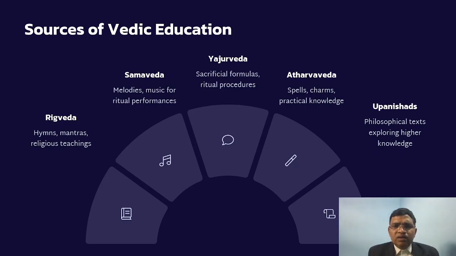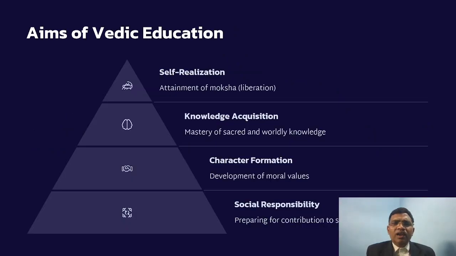What are the sources of Vedic education? There are five: Rig Veda, Samaveda, Yajurveda, Atharva Veda, and Upanishads. The Rig Veda contains hymns, mantras, and religious teaching. Samaveda is related to melodious music for ritual performances, and Yajurveda contains sacrificial formulas and ritual procedures. Atharva Veda is related to spells, charms, and practical knowledge, and the Upanishads are philosophical texts exploring higher knowledge.